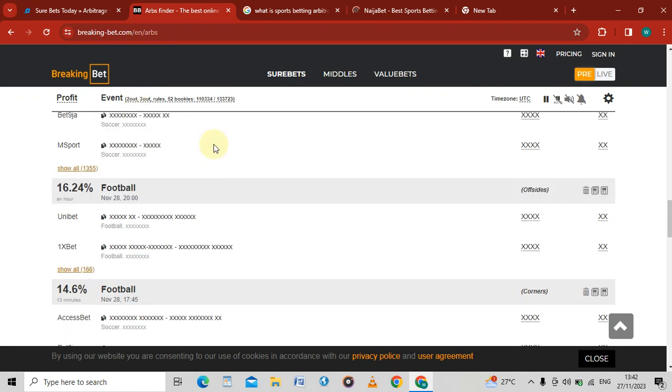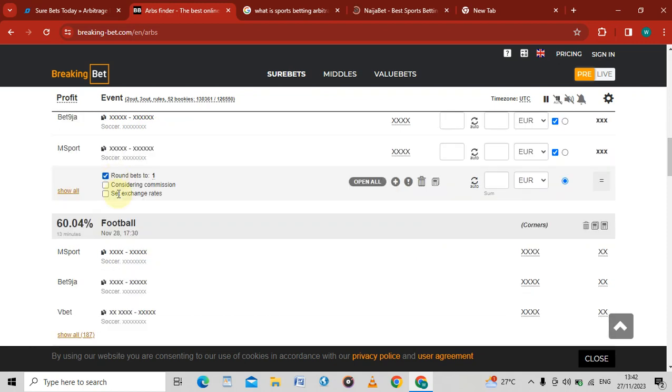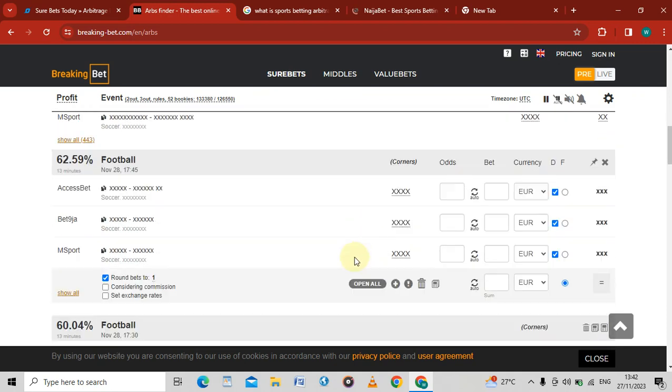So this is what I'm showing you over here. Some of these arbitrage opportunities can get you over here. This is an arbitrage opportunity that has a 62% ROI. So these are the kind of arbitrage opportunities you need to avoid.